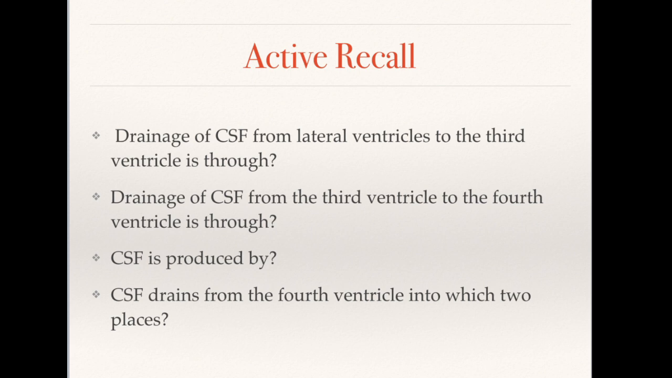First of all, the first question: drainage of cerebrospinal fluid from lateral ventricles to the third ventricle is through? This is through the interventricular foramen of Monro. Second question: drainage of cerebrospinal fluid from the third ventricle to the fourth ventricle is through? This is through the cerebral aqueduct. Cerebrospinal fluid is produced by the choroid plexus.